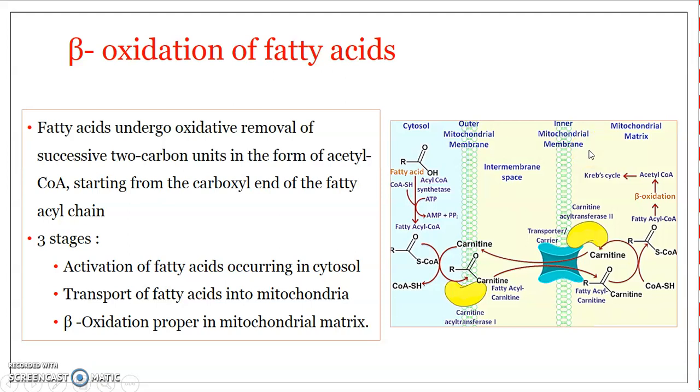But those fatty acid chains which contain 14 or more carbon atoms cannot pass the mitochondrial membrane as such without the help of transporter molecules.